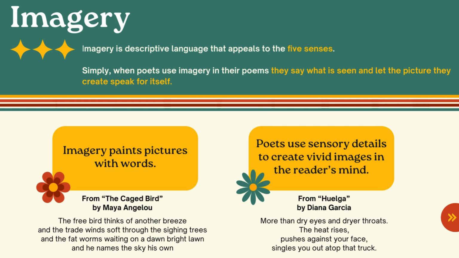For example, one of the poems we're going to look at is The Caged Bird by Maya Angelou, and she uses this image. "The free bird thinks of another breeze, and the trade winds soft through the sighing trees, and the fat worms waiting on a dawn bright lawn, and he names the sky his own." Think about the images that are in that section right there.